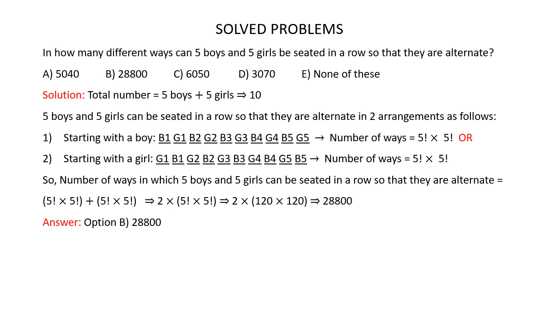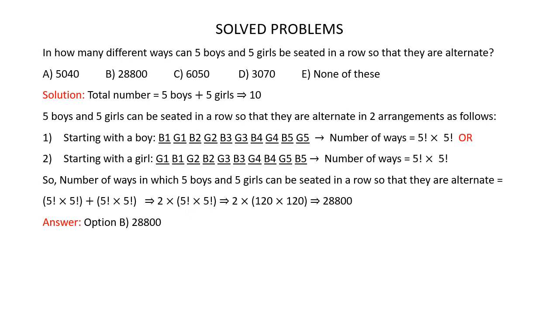Now, as you can see here, the five boys and five girls can be seated in a row so that they are alternate in 2 arrangements, either starting with a boy or starting with a girl. "Or" means addition. So the number of ways in which five boys and five girls can be seated in a row so that they are alternate is equal to 5 factorial multiplied by 5 factorial plus 5 factorial multiplied by 5 factorial. This is nothing but 2 multiplied by 5 factorial multiplied by 5 factorial.